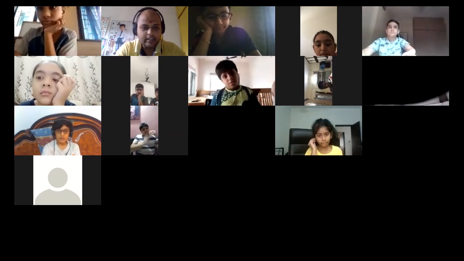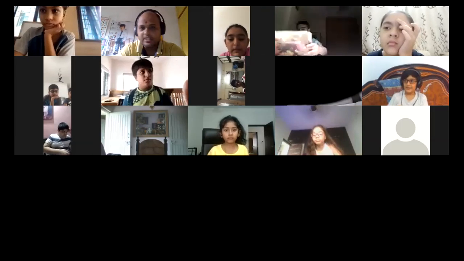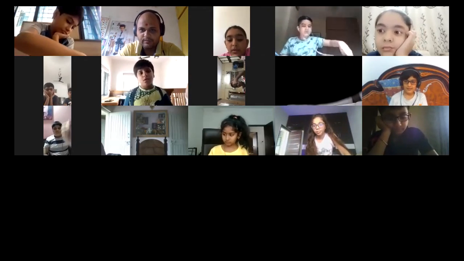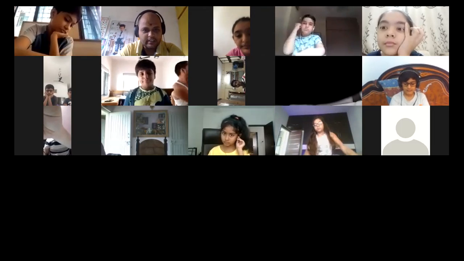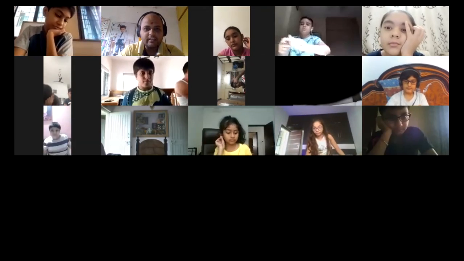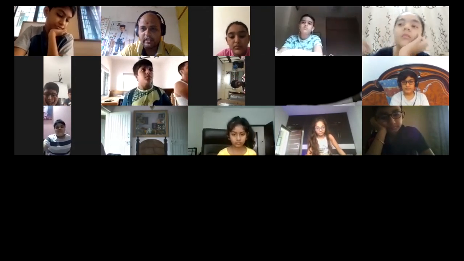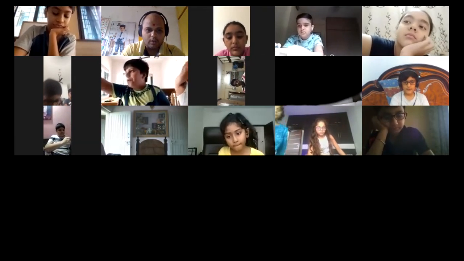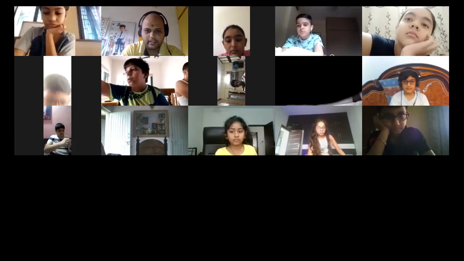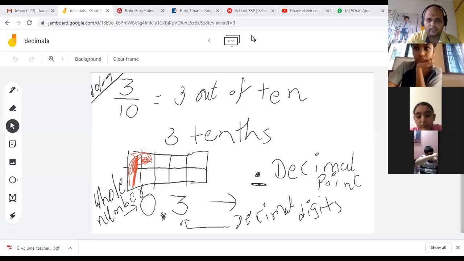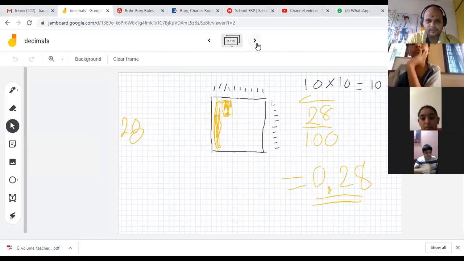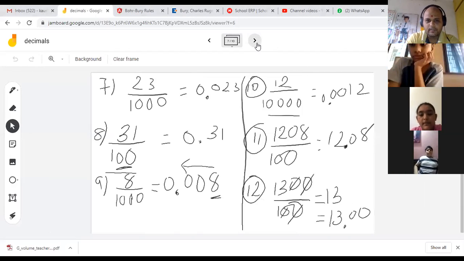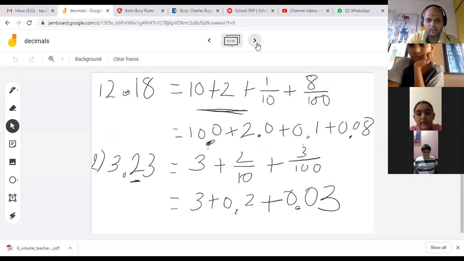What we learned in the last session was decimals and how they are written. Tens and hundreds. Everyone understands the expanded form of a decimal as well as the fraction form. So we are going to do some more practice on that, and from there we will take it on. This is done. Everybody understood this one? And we had written it like this also.